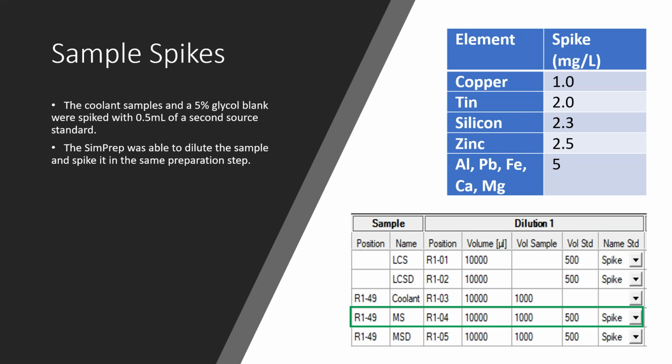We also did sample spikes on this. The coolant samples and a 5% glycol blank were spiked with 0.5 mL of the second-source standard. You can see the final concentrations at the top right. Again, SimPrep is able to dilute the sample and spike in the same preparation step very easily. And we didn't include all elements in this spike simply because within the samples that we ran, a lot of the elements were high in certain coolant samples.